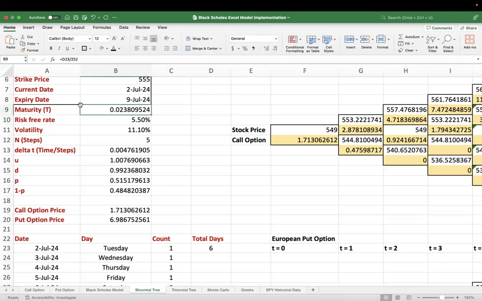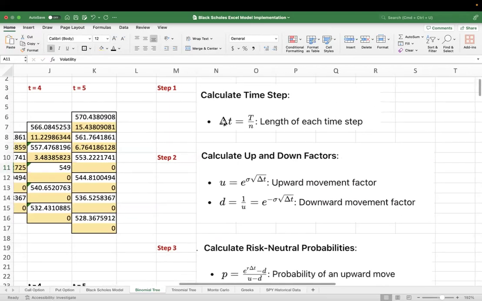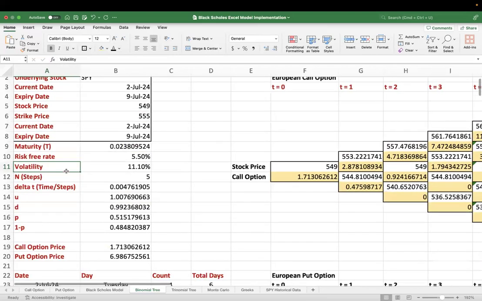So first I'm calculating the maturity. We know that this contract is expiring in 6 days, so 6 divided by 252 is nothing but the maturity. For simplicity, we have considered our risk-free rate as 5.5%. This is just for consideration. Now if you all remember, we have to calculate delta t, which is this step.